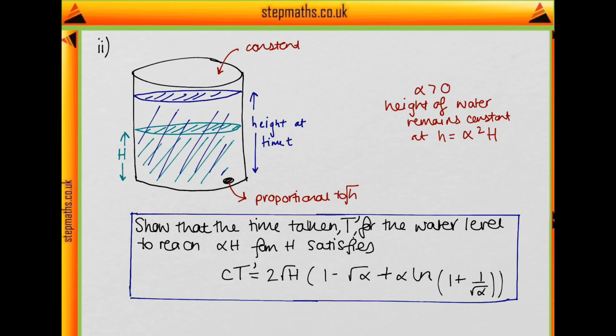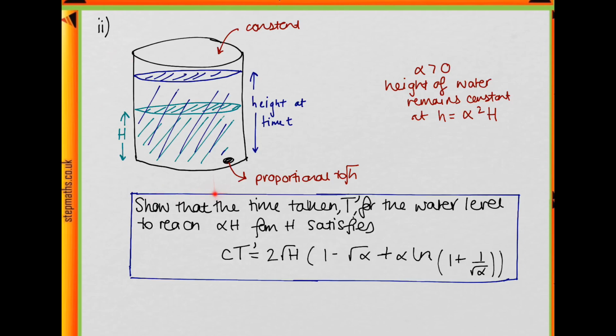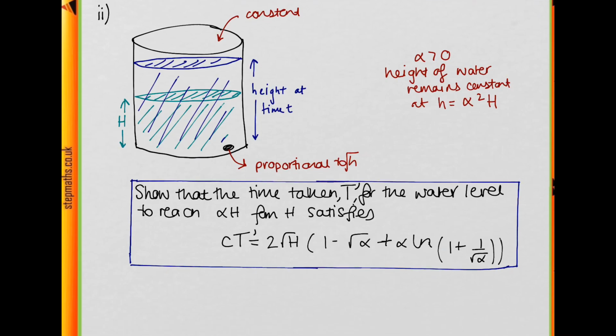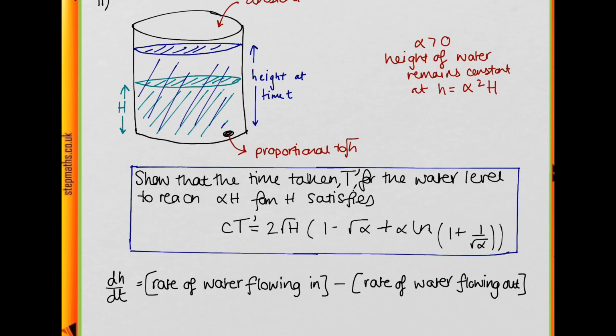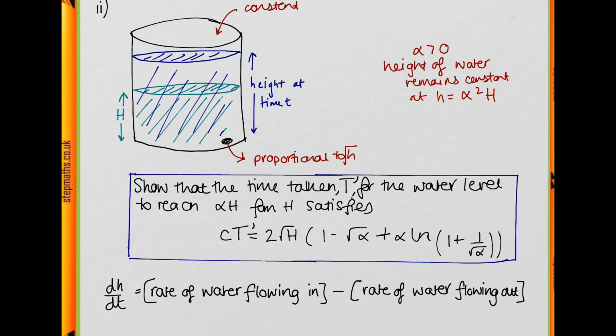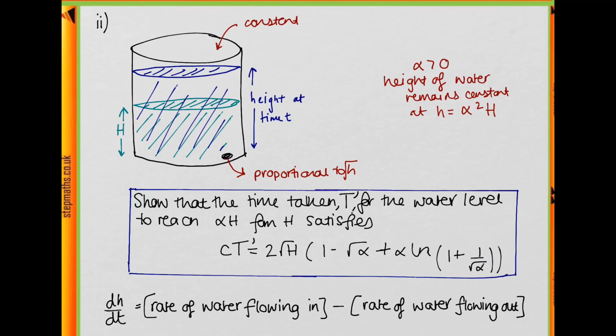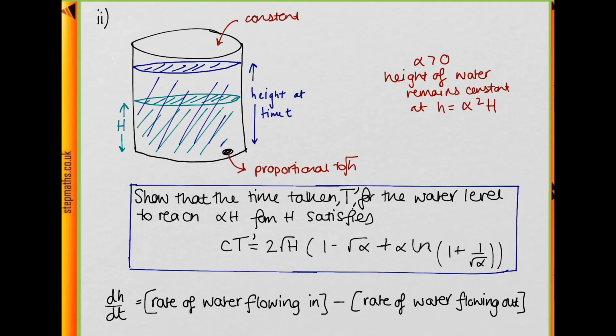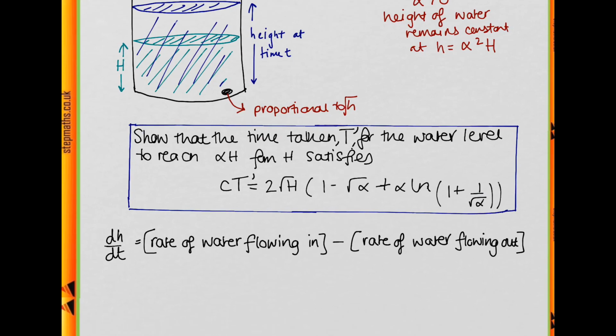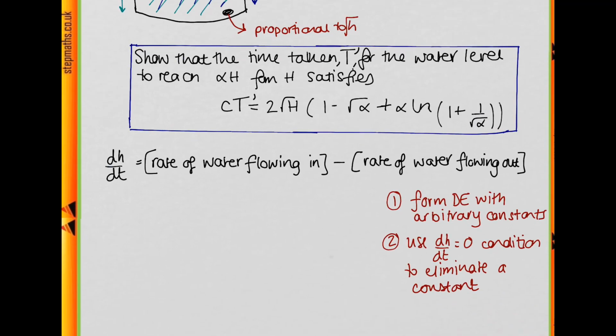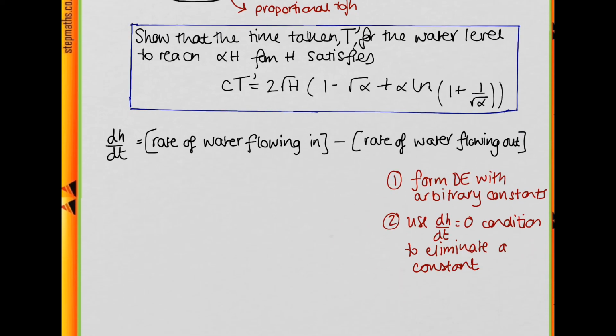So first of all, just like before, because we're doing the exact same thing as before, but now with a different rate of water leaving the tank, we need to form a differential equation. Remember, to form a differential equation for dH/dt, we need to consider the rate of water flowing in and take away the rate of water flowing out. So have a go at doing this yourself, like we did before using the conditions. This involves two steps: forming a DE with arbitrary constants, and then using the dH/dt equals 0 condition to eliminate one of the constants. So pause this video and have a go yourself.